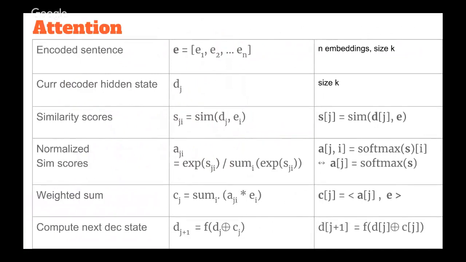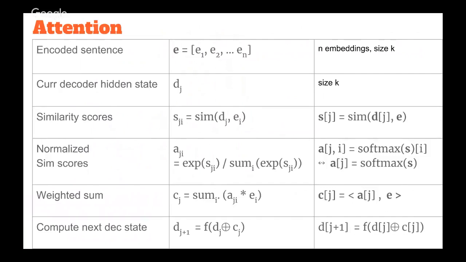Yeah, I have a more step-by-step explanation. Maybe just in formulas. You have the encoded sentences, E1 to En. You have the current decoder hidden state, Dj. You compute pairwise similarity scores. I call it similarity, compatibility, whatever you want to; that's a very vague notion of what happens there. This is between Dj, the current decoder state, and all the encoder states.